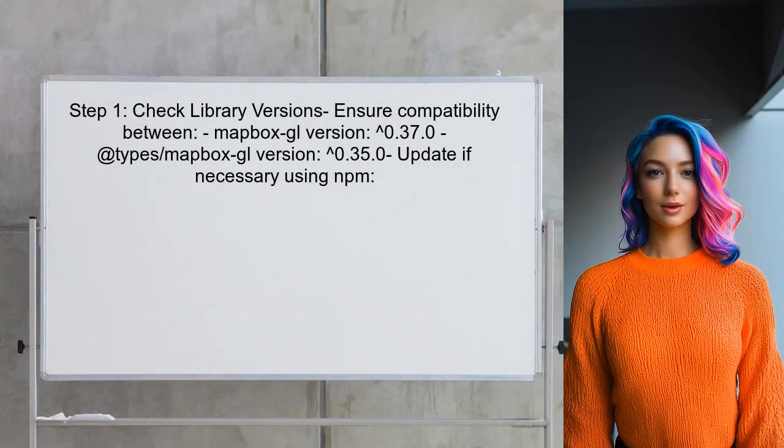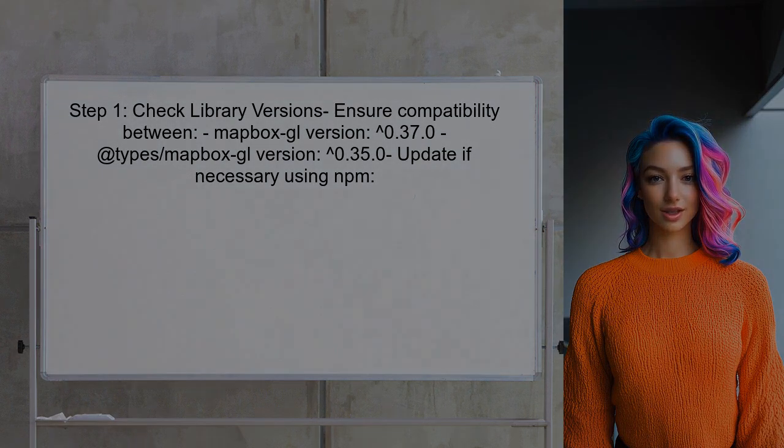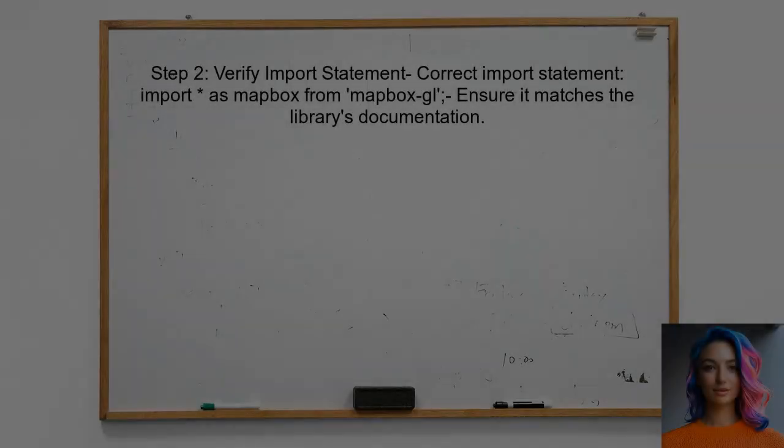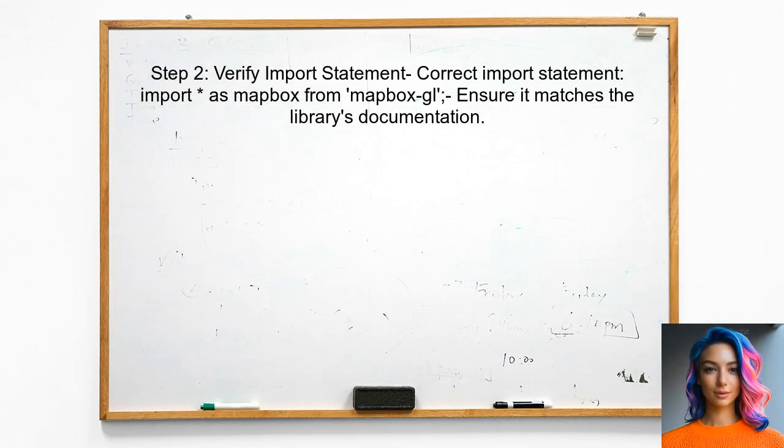To address the issue with the access token in the Mapbox-GL library, the user should first check the version of the library they are using. It's important to ensure compatibility between the library and the type definitions. Next, the user should verify that they are importing the Mapbox-GL library correctly. The import statement should match the library's documentation to avoid any issues.